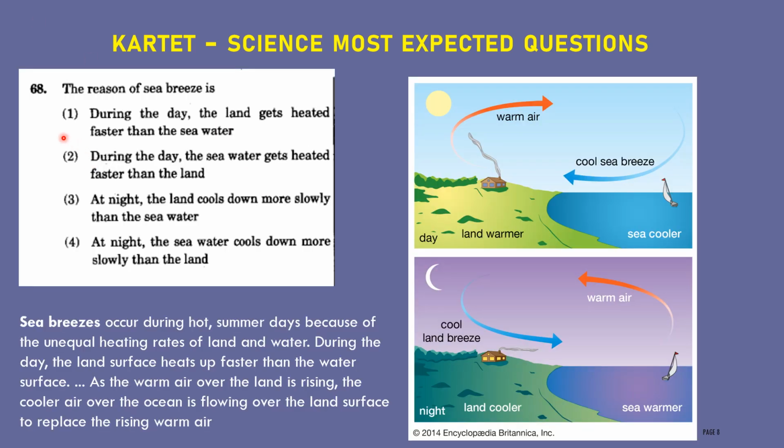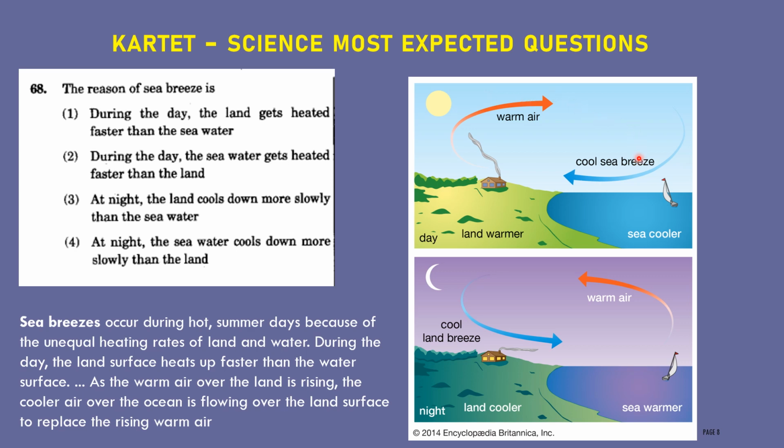Let us discuss the next question. The reason for sea breeze: during the daytime the sea breeze occurs. During the daytime the land becomes warmer compared to the sea. Because of this warm land it will generate warm air, because warm air does not contain water droplets. Because of its lower density it rises up, then later when it is cooled down it will come down.